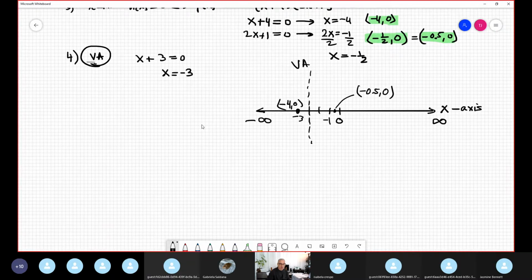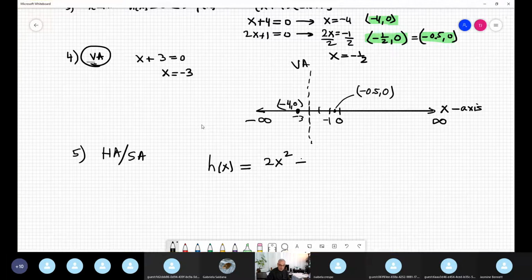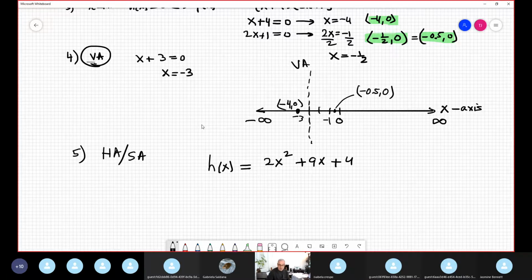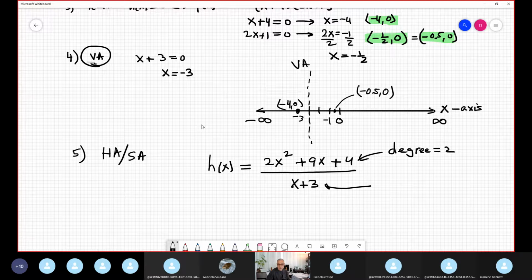Okay, let's move on to number 5. What is number 5? I don't remember. Degree analysis to determine the horizontal or slant asymptote. In this case, I want to copy again. Our example is h of x equals x squared plus 9x plus 4 divided by x plus 3. The degree of the polynomial on the top is 2. The degree of the polynomial at the bottom is 1.